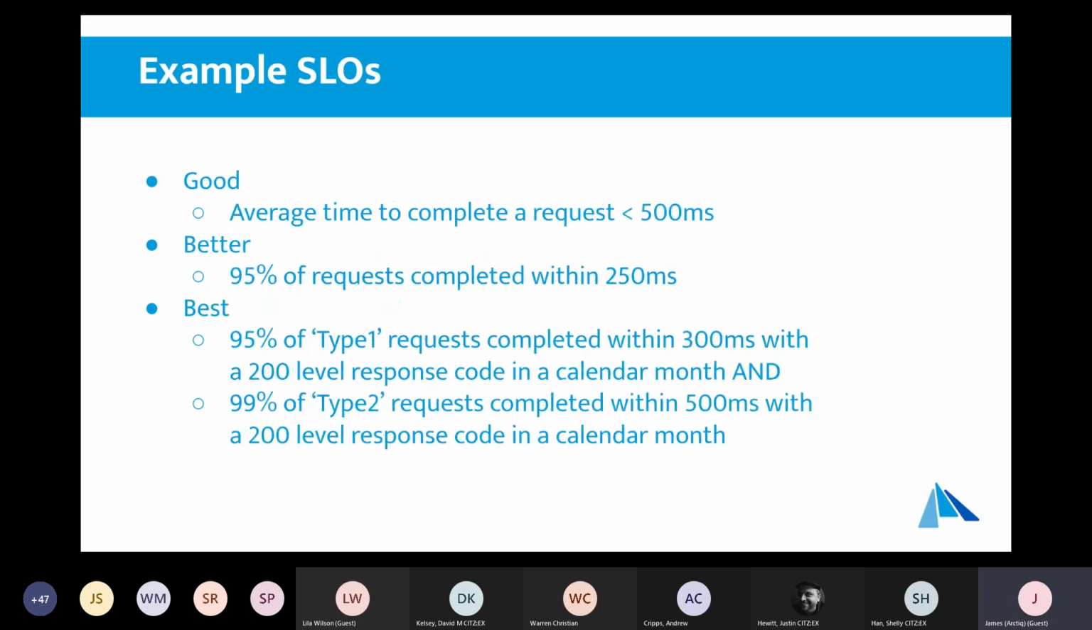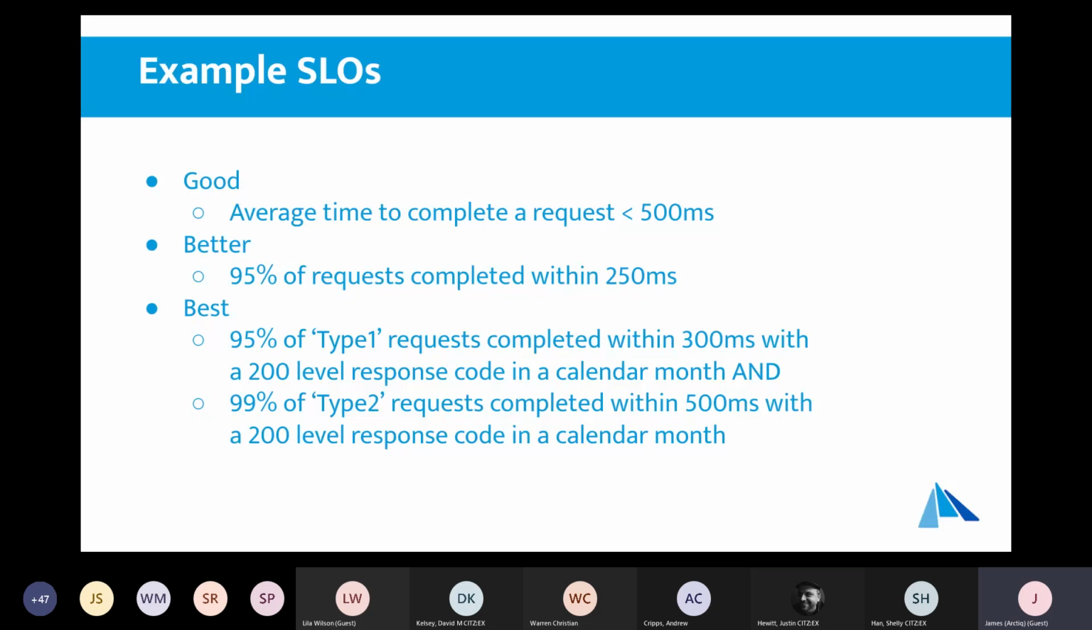So the best SLOs are well-defined and reflect the different use cases of the system. So I've given some good, better, best type of SLOs here. A good SLO might be, well, the average time to complete a request takes 500 milliseconds. A better one would be a little bit more detailed to say, well, we expect 95% of the requests to be completed within 250 milliseconds.